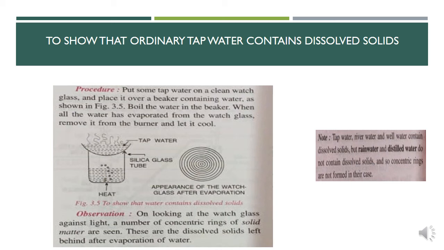After complete evaporation of the water, we observe some solid deposited, or some concentric rings of solid matter. This indicates tap water contains dissolved solids which are left after evaporation of water. Tap water, river water and well water all contain dissolved solids, but rainwater and distilled water do not. When you do the same experiment with rainwater and distilled water, we do not observe any concentric rings, which indicates rainwater and distilled water do not contain any dissolved solid.